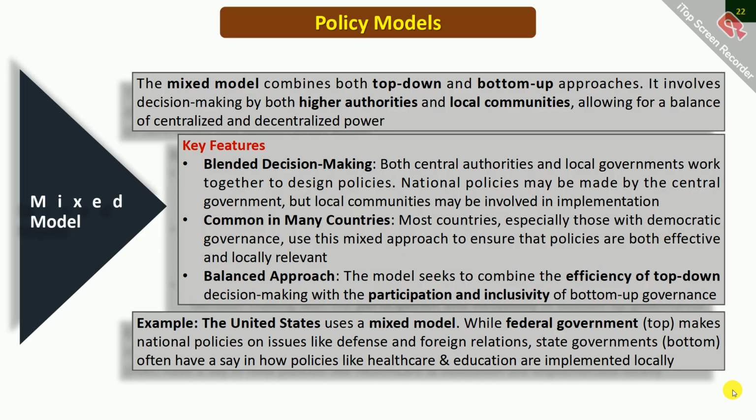makes national policies on issues like defense and foreign relations. State governments often have a say in how policies like healthcare and education are implemented locally. So, federal government refers to top down, and the state governments imply bottom up.